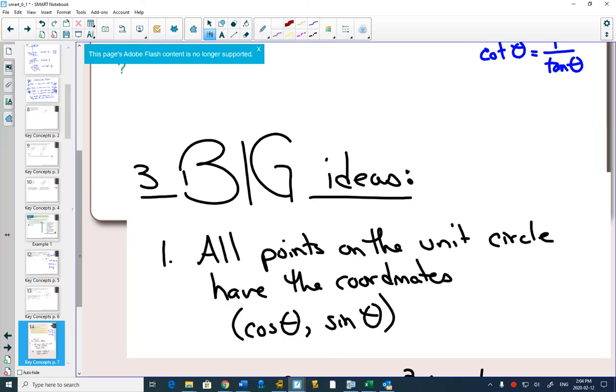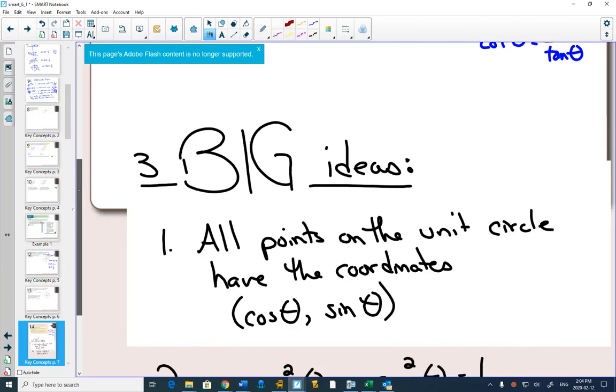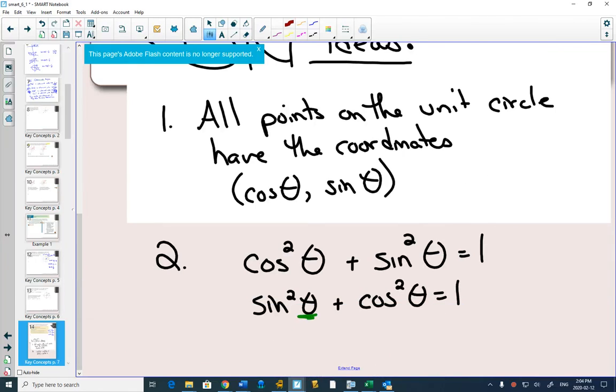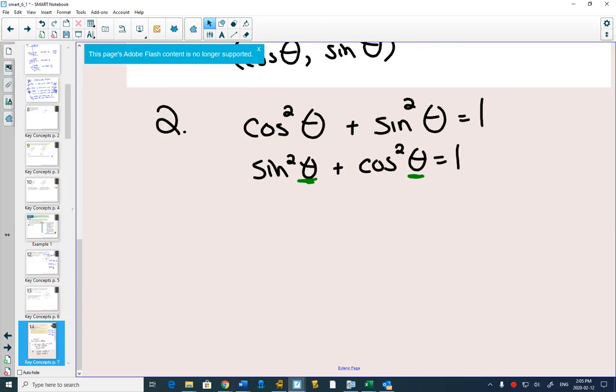Because it doesn't matter what angle you choose, as long as the angle is the same. Sine squared of 32 degrees plus cos squared of 32 degrees is going to equal 1. Pick 13 degrees, it's going to equal 1. Pick 5,682 degrees, type it in your calculator, it's going to equal 1. Every single angle, when you do sine squared plus cos squared, if the angle is the same, will always equal 1. That's big idea number 2.